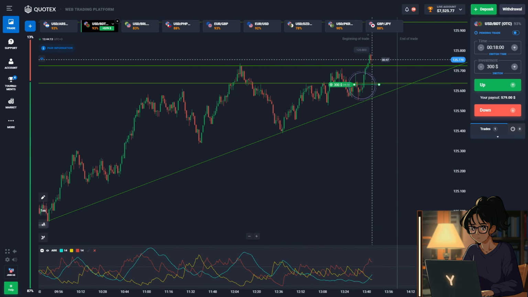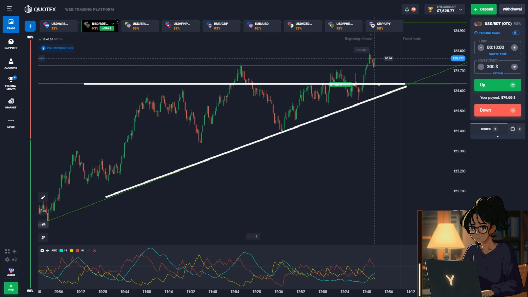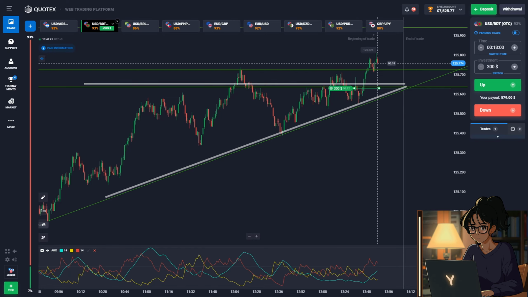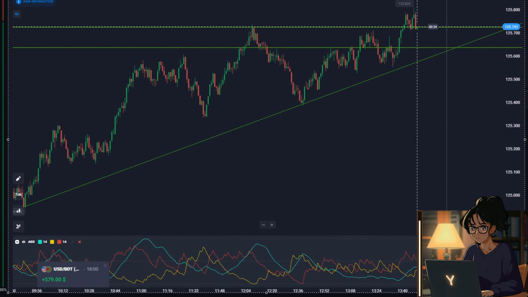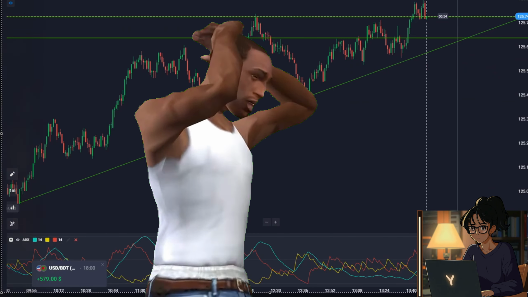Pro tip: Before a breakout, price often squeezes between a level and a trend line. That creates patterns like triangles or flags. They work when the price breaks out in the direction of the trend. Still not sure how it all fits together? Let me show you some live examples.